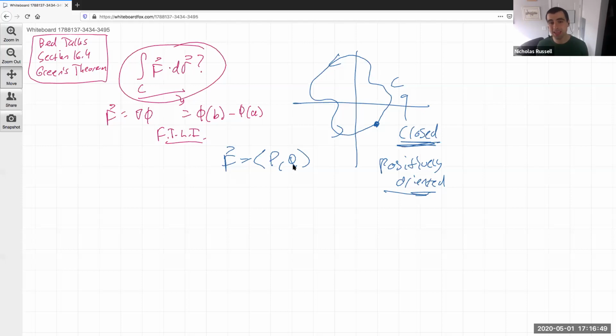I also need P and Q to be continuous and have continuous derivatives inside my domain. Basically, you need F to be continuous, or more specifically, P and Q, your components, continuous in my domain D, the inside of here. Now, I'm going to call the boundary of this domain D, C. Whatever C encloses, that boundary is now enclosing my domain D.